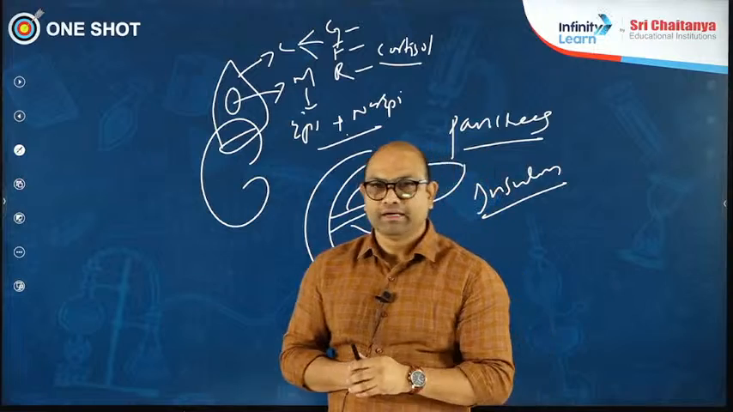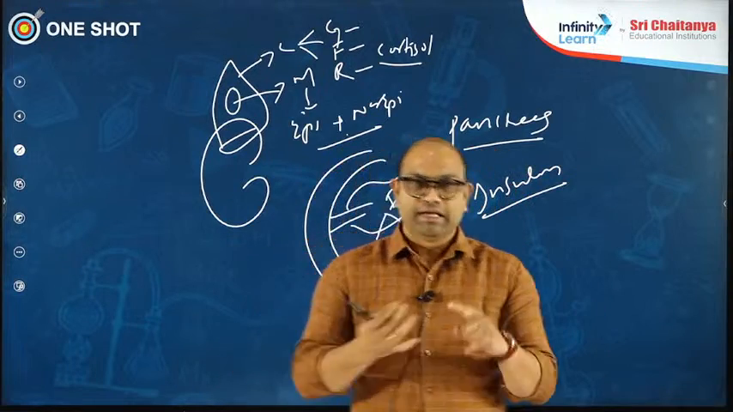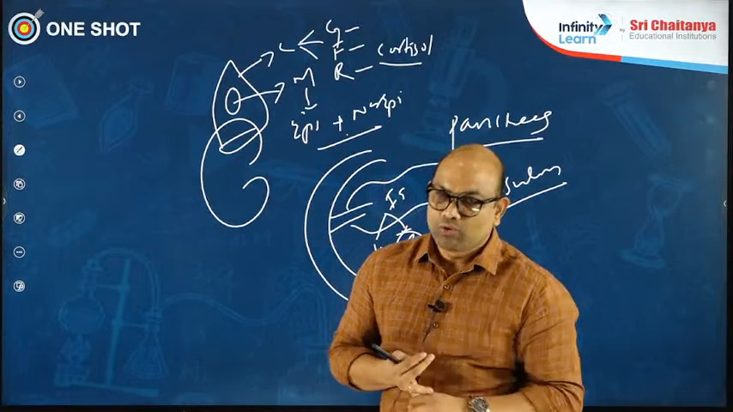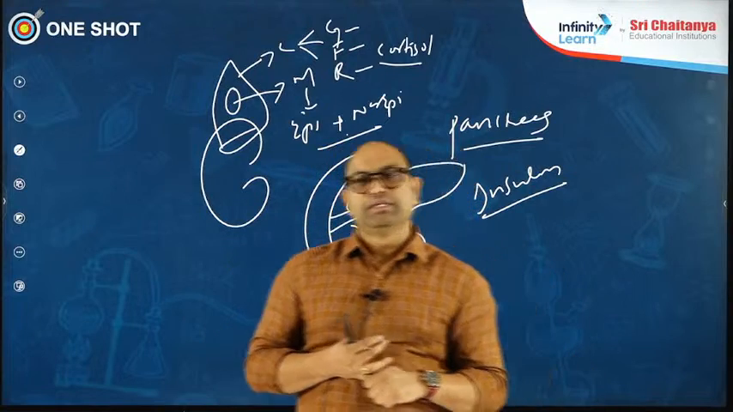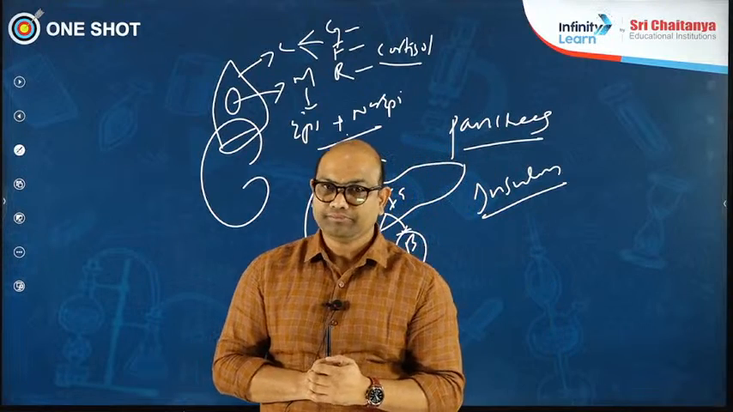Deficiency of insulin leads to a disorder known as diabetes mellitus, in which there is elevated blood glucose called hyperglycemia, there is appearance of glucose in the urine called glucosuria, and appearance of ketone bodies in the urine known as ketonuria. These are the main symptoms of diabetes mellitus.